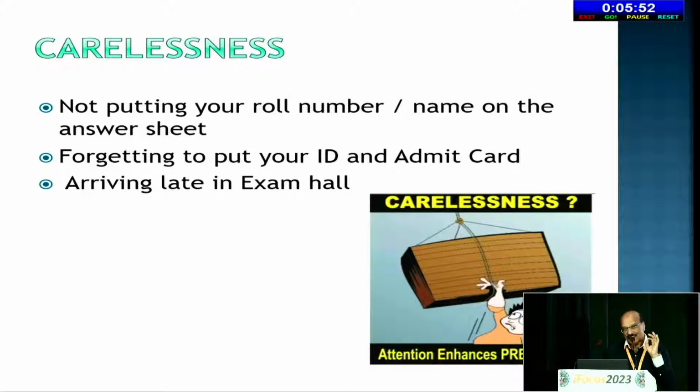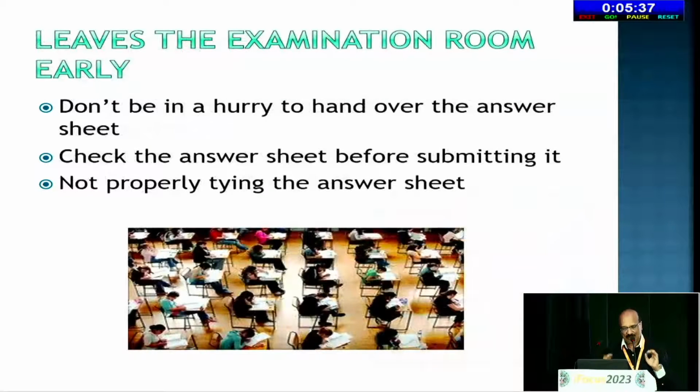Carelessness is very important. Because you come in a hurry, you do not put your roll number and name on the answer sheet. Forgetting to bring your ID and admit card, arriving late, all these things may create trouble for you. And leaving the examiner's room early should not happen.